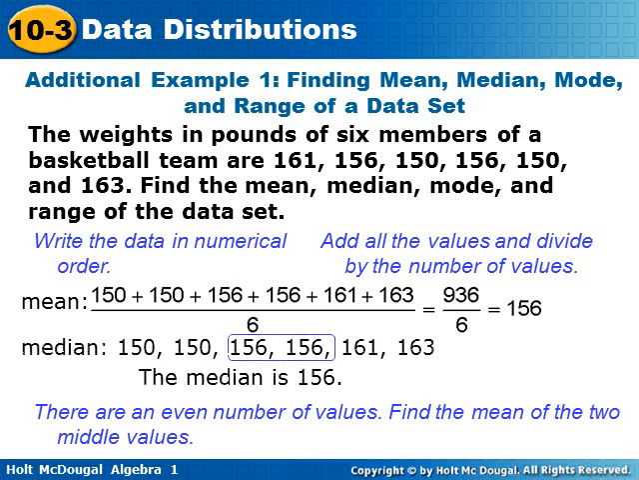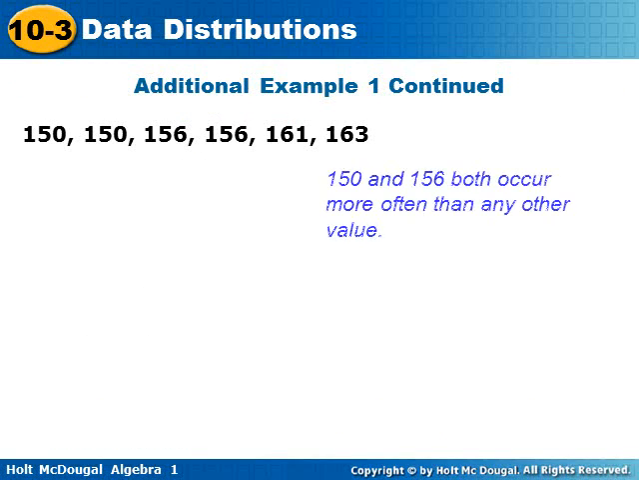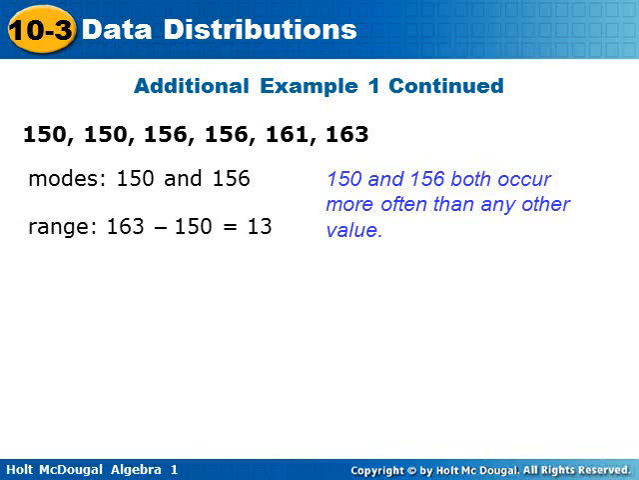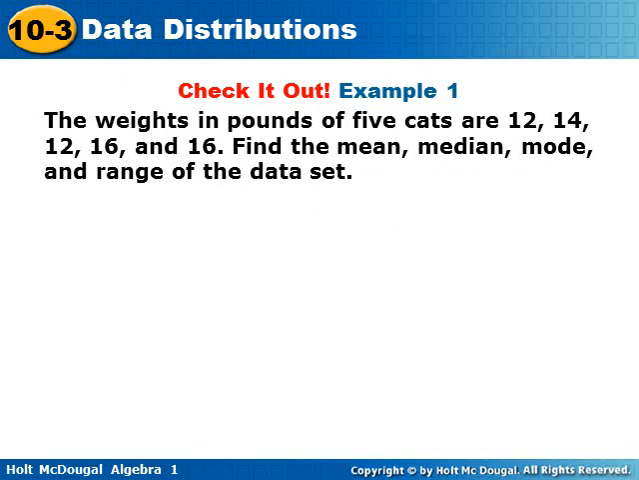Since there are an even number of values, find the mean of the two middle values for the median. So if you count toward the middle, they're an even number. We have 156 and 156. 156 plus 156 divided by 2 would be 156. So the median is 156. For the mode, 150 and 156 both occur more often than any other value. For the range, 163, the greatest value, minus 150, the least value, equals 13.